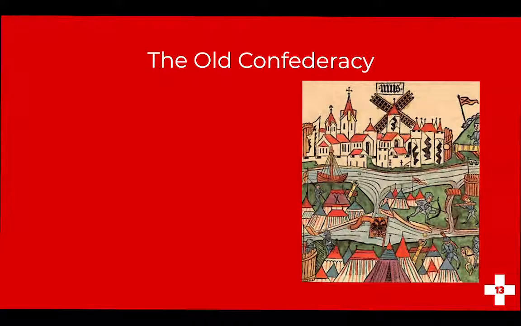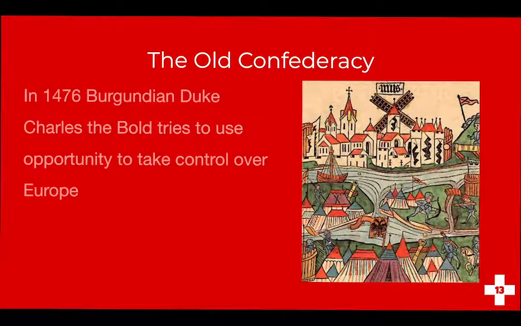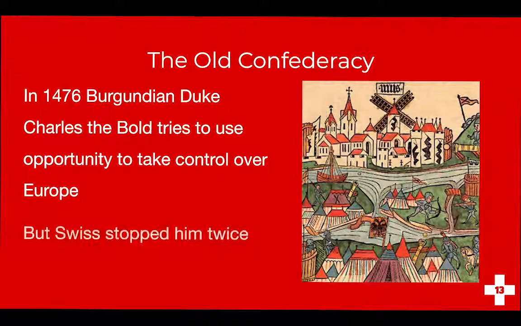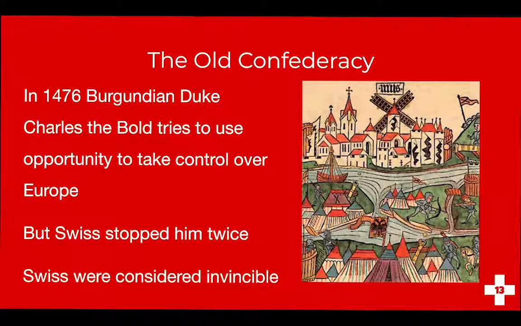And so this was really put to the test in 1476 when the Burgundian Duke, Charles the Bold, decided to use the opportunity to take control over Europe. At this point, France and England had just fought the 100 Years' War, and they were tired of war and fully exhausted. Germany and Italy were just destroyed, and the Burgundian Duke decided to use this opportunity to take over all of Europe. But the Swiss stopped him twice, and they are almost responsible for saving Europe at this point. After this battle, they were considered absolutely invincible.